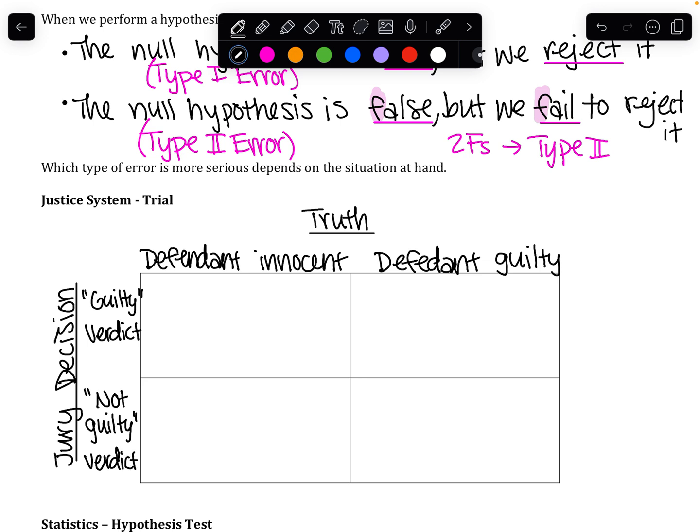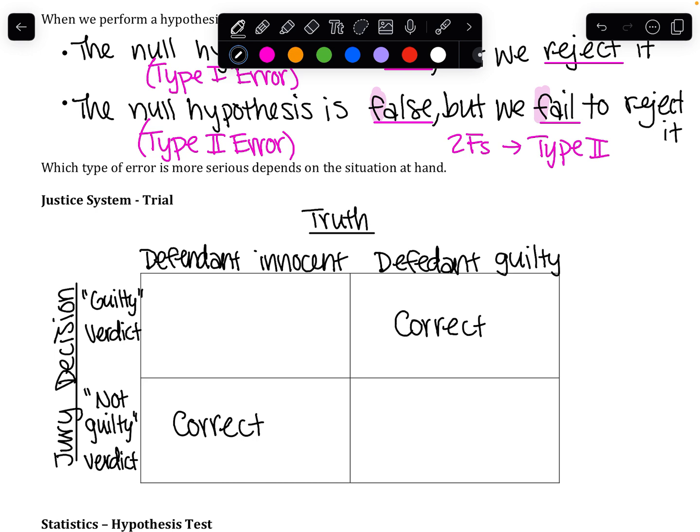If the defendant is guilty and we come to the decision that they're guilty and that's our verdict, we would be making the correct decision. Right? They were guilty, we caught them, we had enough evidence to prove it. Lovely. Awesome. If they're innocent and we say not guilty, well, that's the closest we can get to being correct, right? Because we can't conclude that they're innocent. But that would also be the right situation we want to be in.